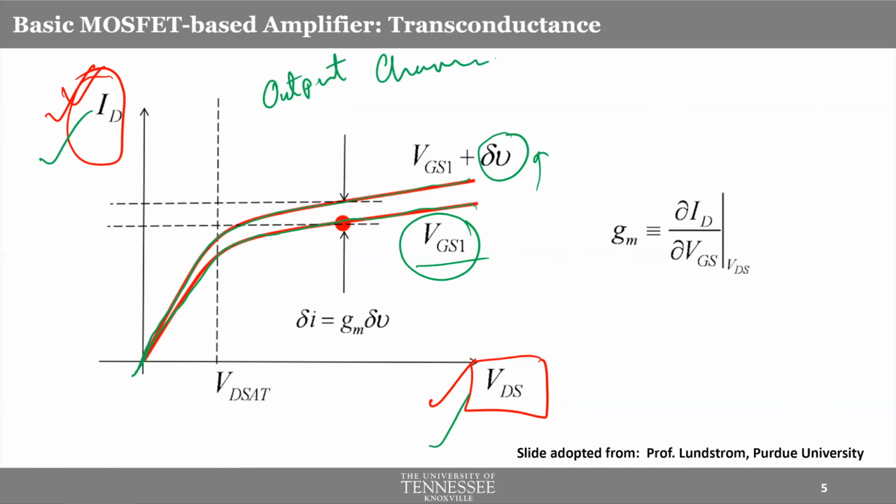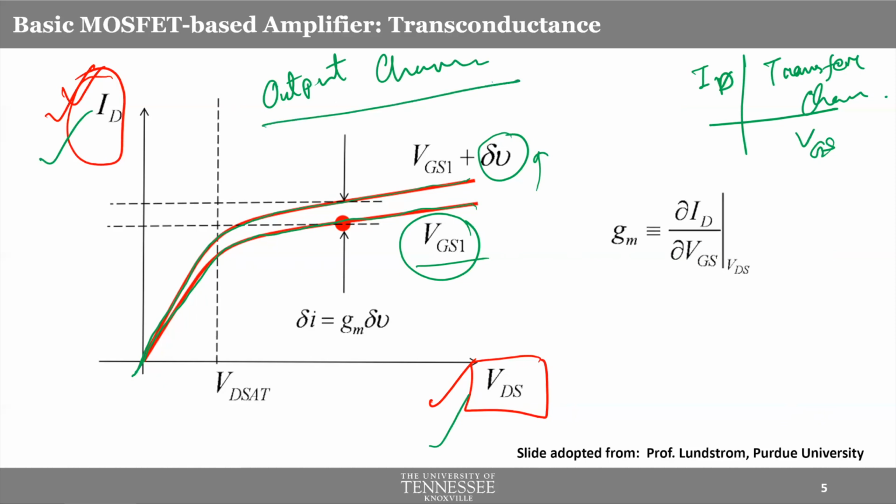Remember, ID versus VGS, we talked about that before, is called transfer characteristics. Now, this is output characteristics. We are looking at two curves corresponding to slightly different VGS values. This is for VGS1 and this is for slightly higher VGS, higher by an amount of delta V.